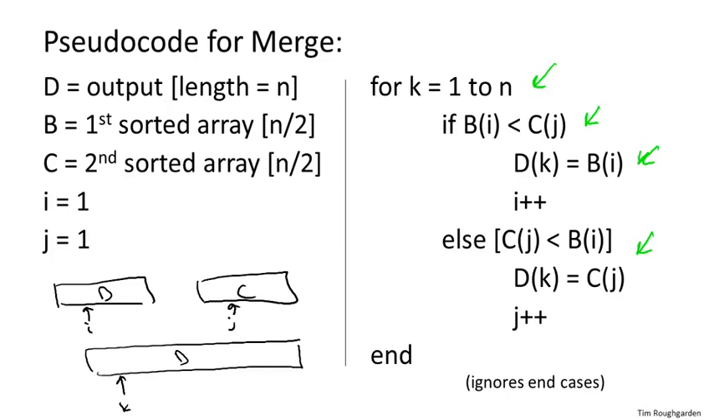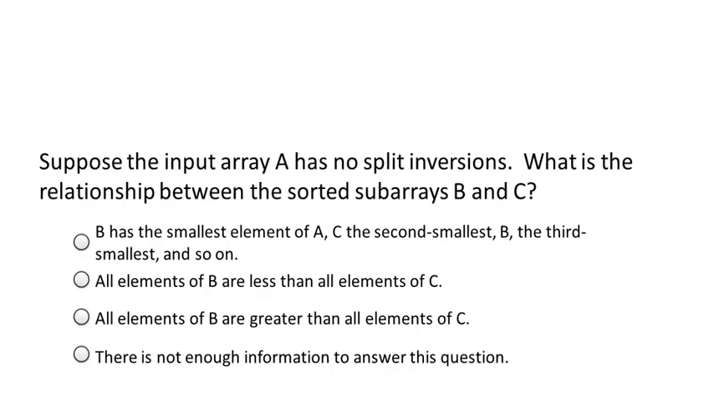Now, to get some feel for what on earth any of this has to do with the split inversions of an array, I want you to think about an input array A that has the property that there are no split inversions whatsoever. So every inversion in this input array A is going to be either a left inversion, so both indices are at most n over 2, or a right inversion, so both indices are strictly greater than n over 2. Now the question is, given such an array A, once you're merging at this step, what do the sorted subarrays B and C look like for an input array A that has no split inversions?